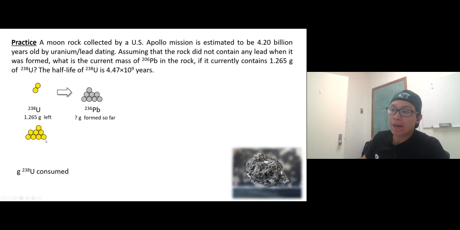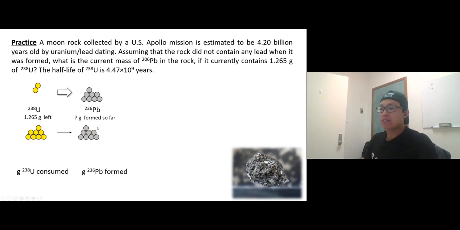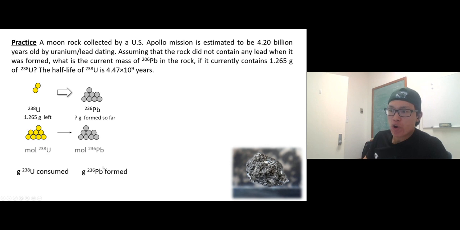So we want to know how much uranium is consumed so we can convert that to grams of lead being formed. Now, if we know the grams of uranium consumed, can we convert to grams of lead formed? Of course, use stoichiometry. They're one-to-one related by mole, right? 1 uranium to 1 lead. If you look back at the previous video, you see that equation. It's a 1-to-1 ratio. So if you know grams of uranium, you can convert to moles of uranium, moles of uranium to moles of lead, and moles of lead to grams of lead.